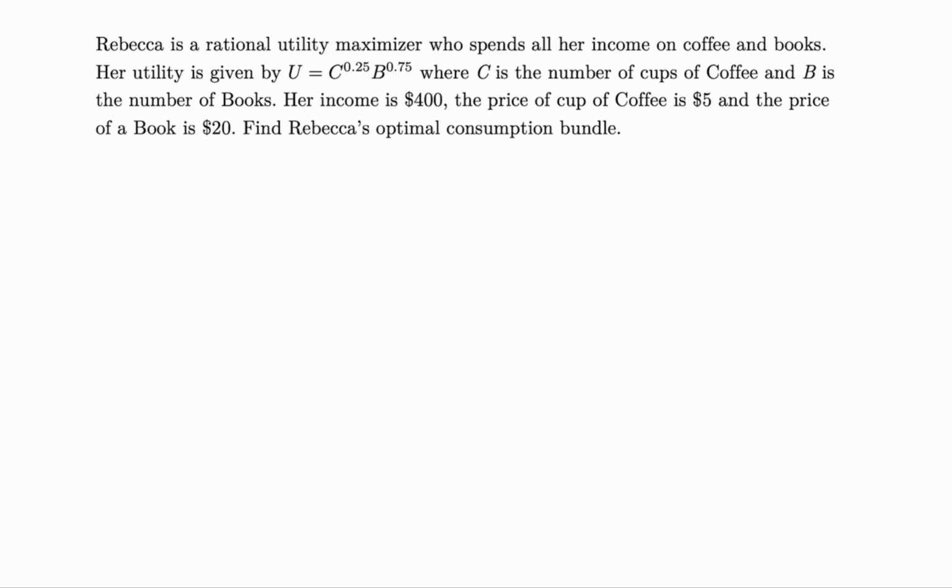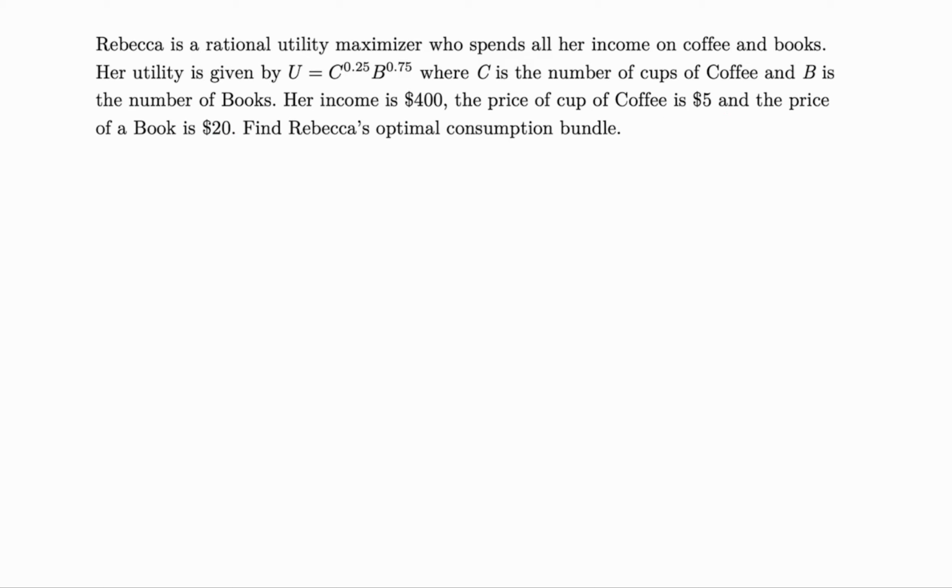In this question, we're given a utility function, which is in Cobb-Douglas form, which I'll talk about in a sec. And we're given some information about the person's income and the prices that they face. And we want to find the optimal consumption bundle.